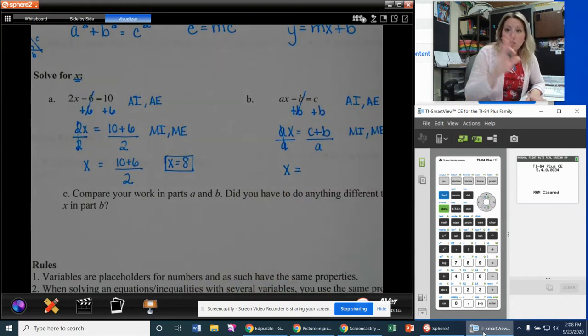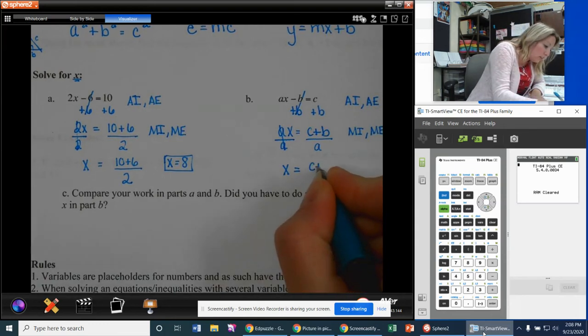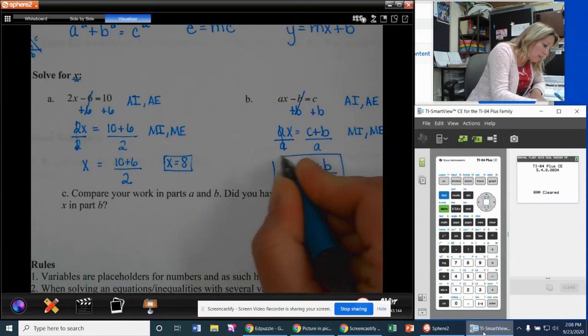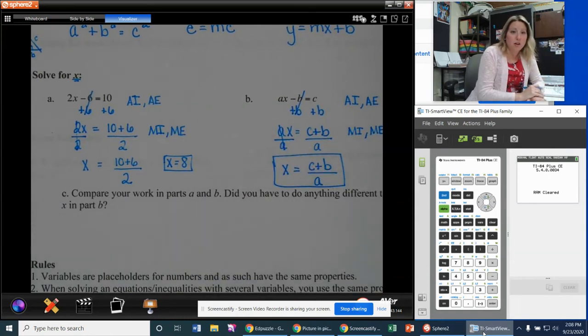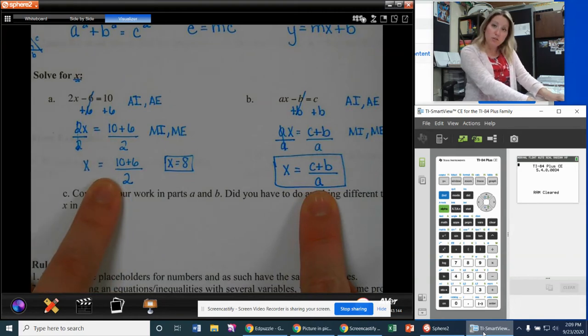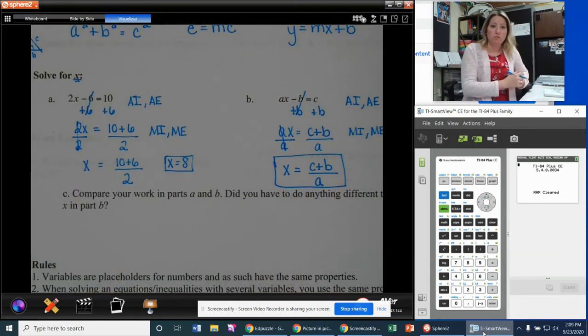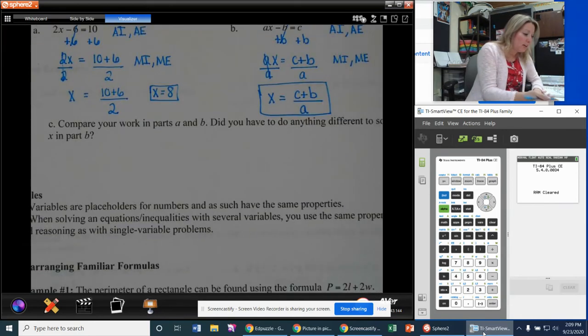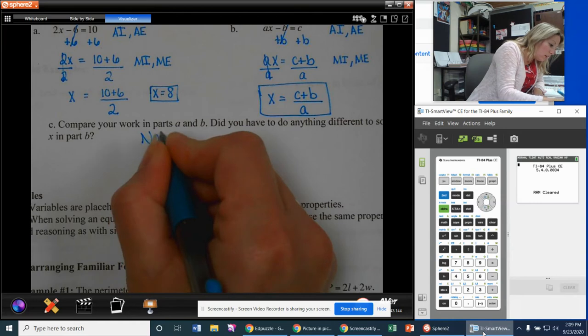Since none of these are like terms, nothing can simplify, nothing can actually add together, nothing can actually divide, all I do is literally rewrite c plus b divided by a. That is my answer. So I just want you to see that this is no different than when you have all variables. You know how to do this. Okay? Compare our work. Did you have to do anything different? No. It's exactly the same.